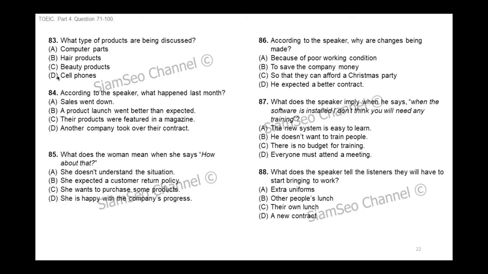Number 83. What type of products are being discussed? Number 84. According to the speaker, what happened last month? Number 85. What does the woman mean when she says, How about that? Questions 86 through 88 refer to the following announcement.